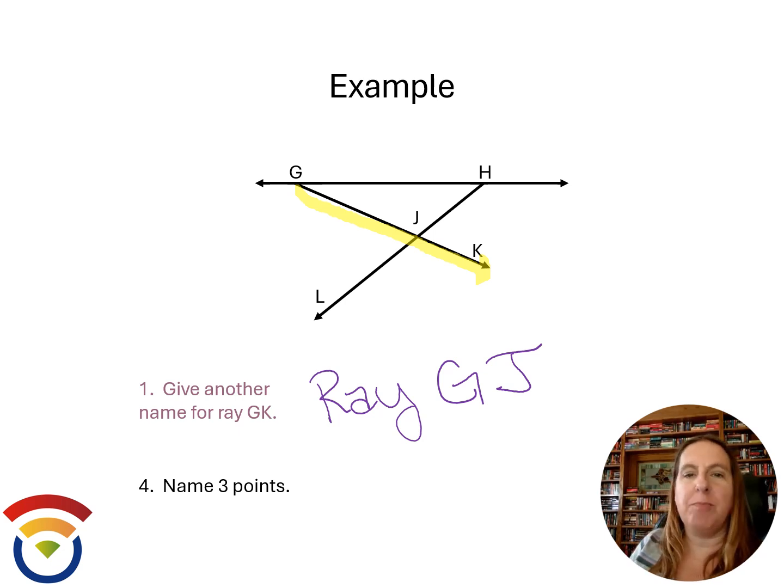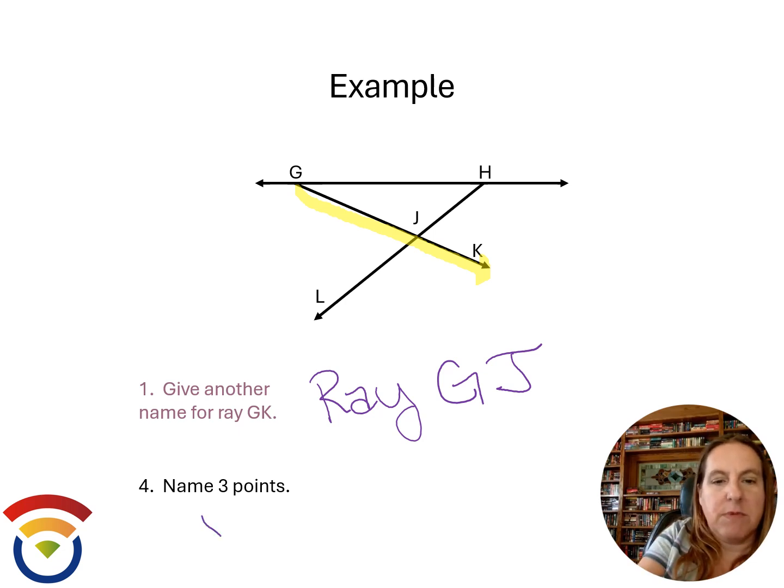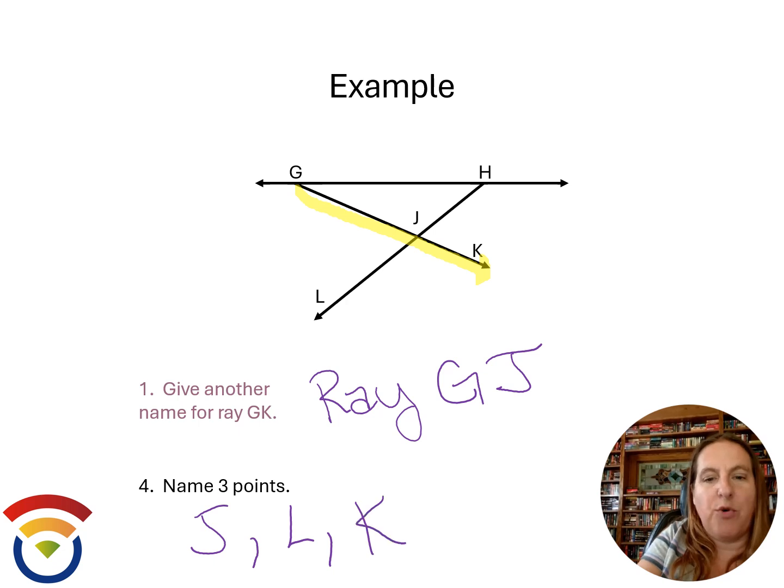And finally, name 3 points. Well, a single capital letter is a point. So J is a point, L is a point, K is a point. There's many others.